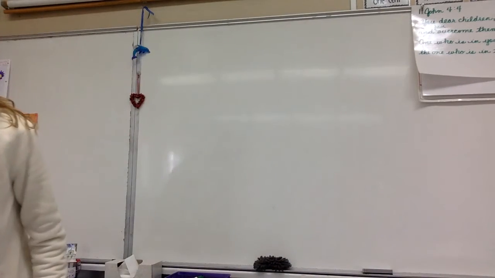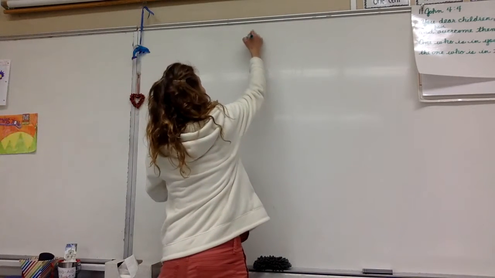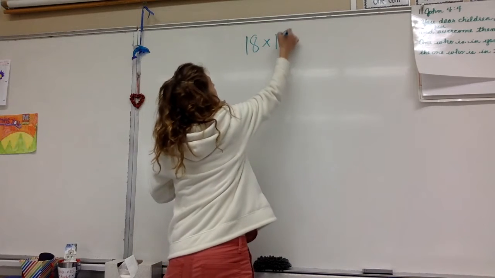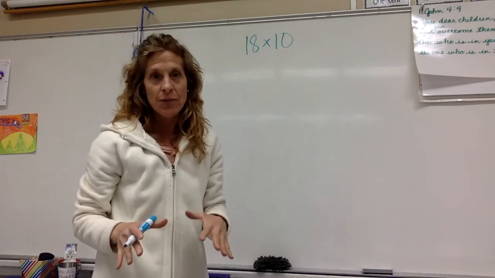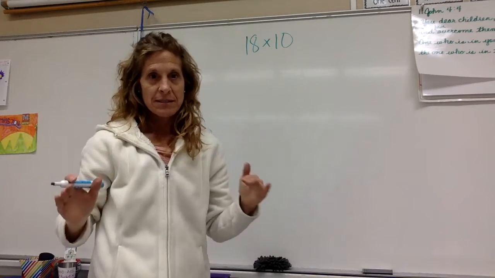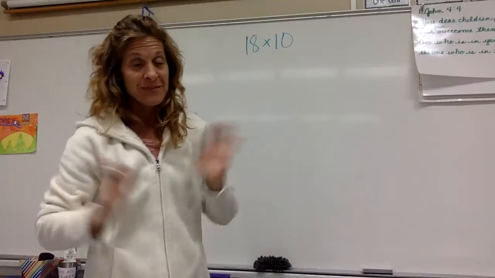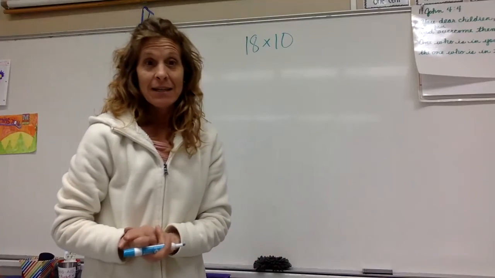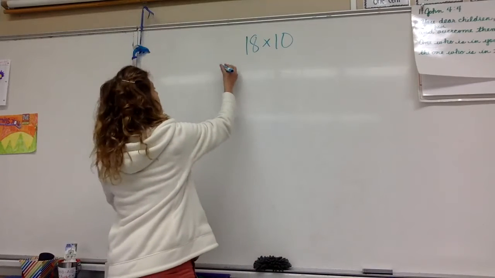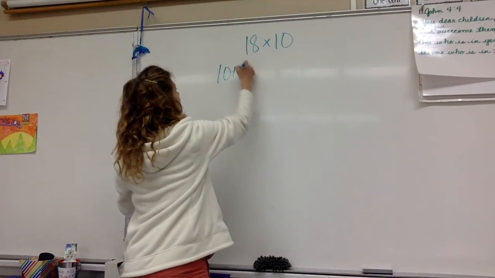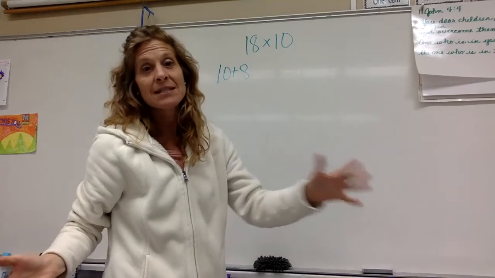Okay, the next one is 18 times 10. We could totally do the zero thing here, but they want to see that we know how to break it down, and we do. So the 18 can be broken down into 10 plus 8. But we have to keep the rest of the problem, times 10.